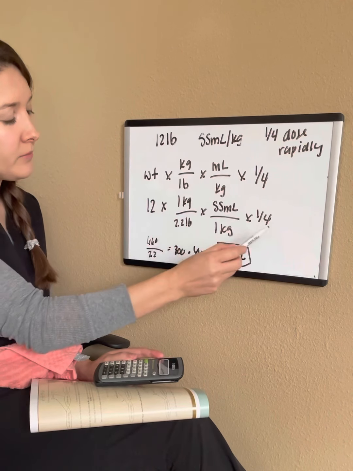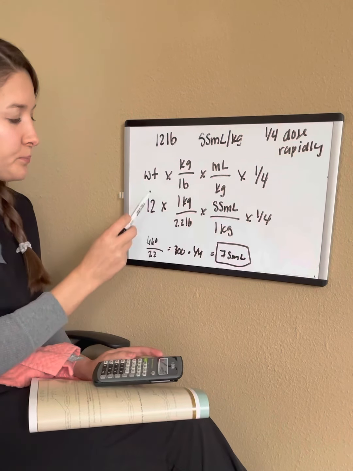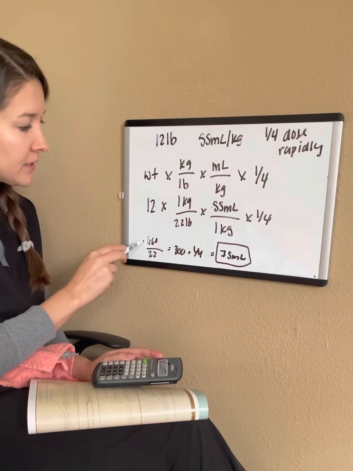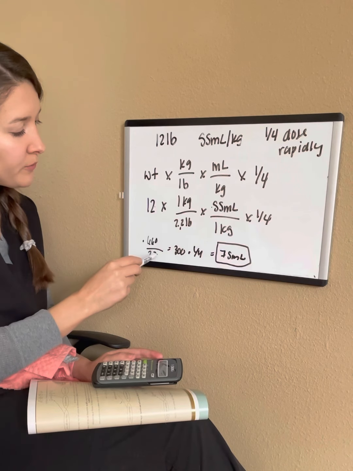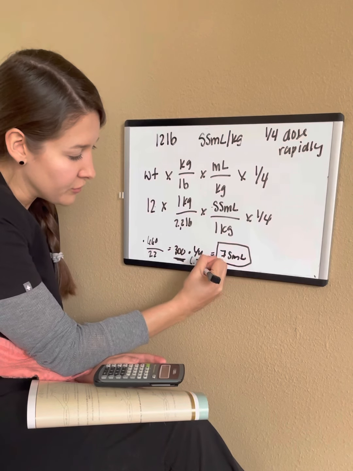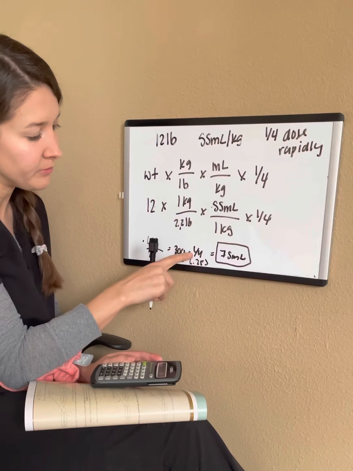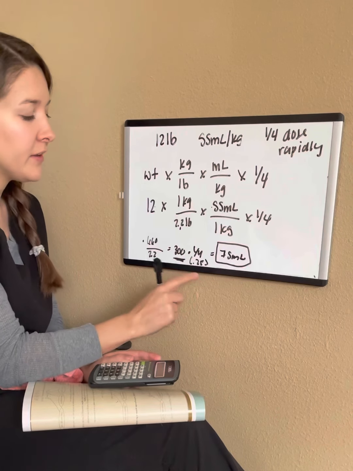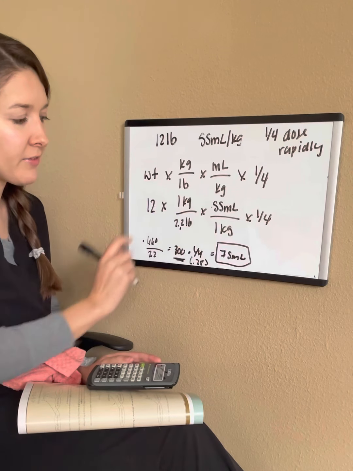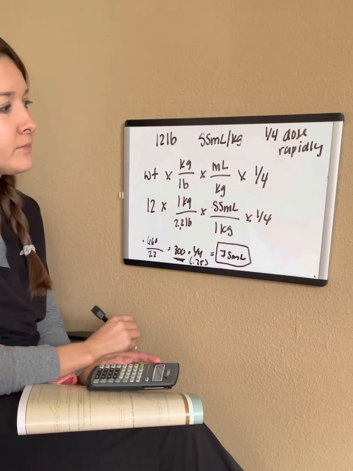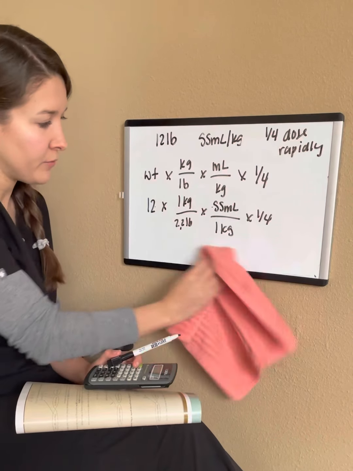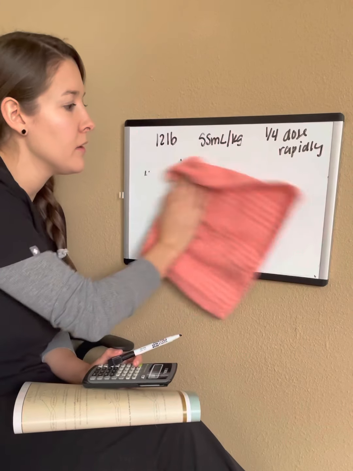So once you put everything into your formula, you do your 55 times 12, that's 660. You divide it by 2.2, it gets you 300. And then I just multiplied that by 0.25, because I don't have a fancy calculator, but a quarter is 0.25. So I multiplied that by 0.25, and it gave you 75 mils. So we're going to be giving that cat 75 mils of fluid rapidly. So that's one way to do it. And then we'll go over the other way to do it.